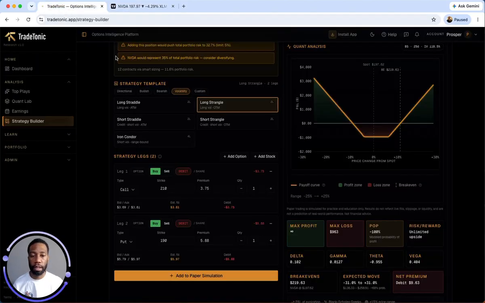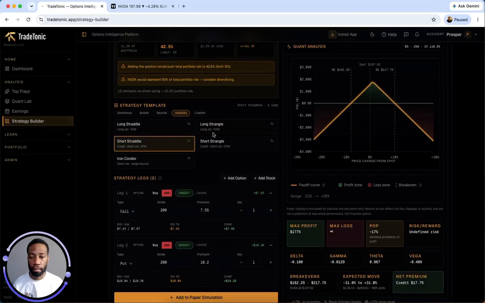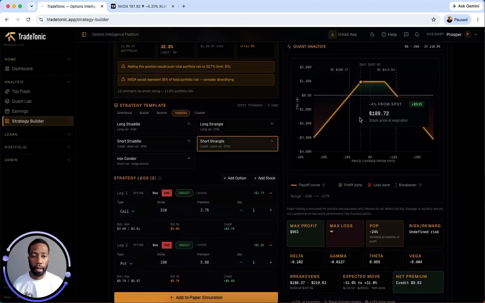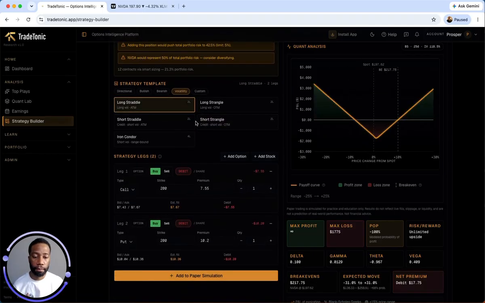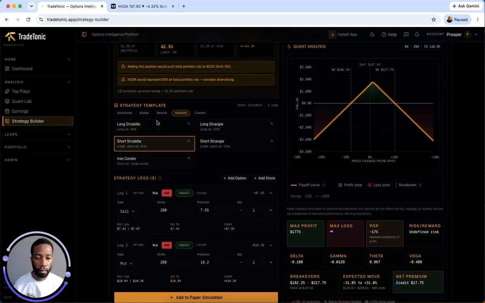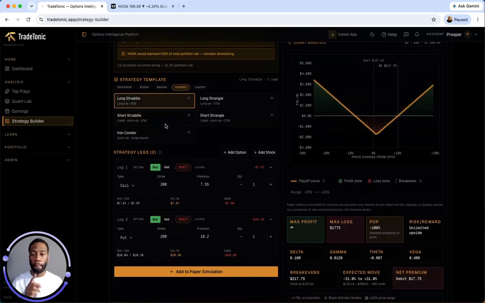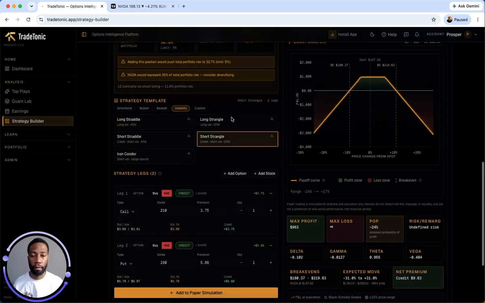Now, instead of going long the strangle, let's see if we go short the strangle. Now, we're saying that we think the stock will stay within that price range. All right. Now, let's take a look at a short straddle, where we think the stock is going to pin at this particular price. Well, I don't think that's going to happen. So it's either going to be a long straddle or a short strangle.